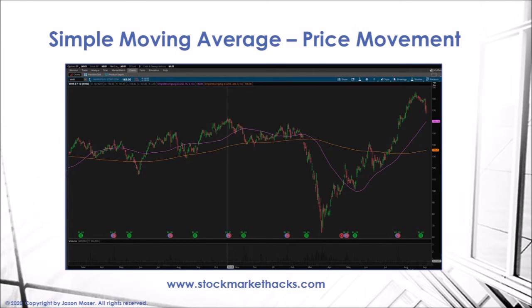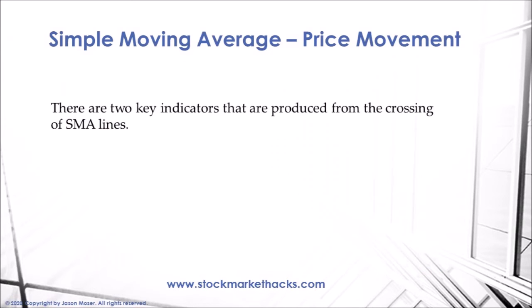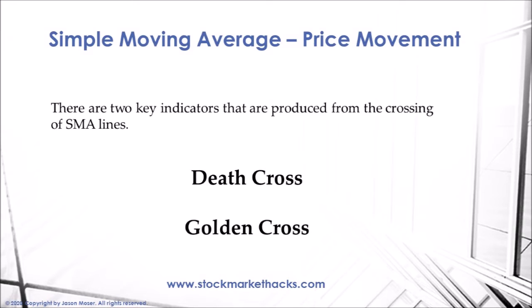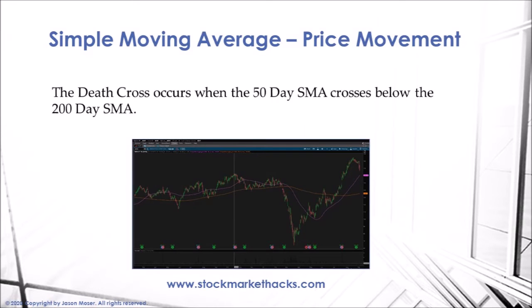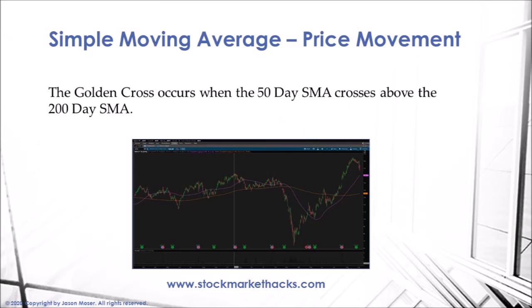Simple moving average. Price movement. There are two key indicators that are produced from the crossing of SMA lines: death cross and golden cross. The death cross occurs when the 50-day SMA crosses below the 200-day SMA. Like it implies, death, the price will likely fall. The golden cross occurs when the 50-day SMA crosses above the 200-day SMA. Opposite of the death cross, the price will likely go up.